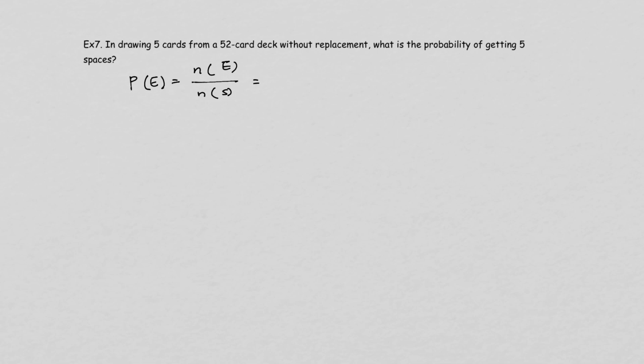This one, order does not matter, getting 5 spades, right? So we can use combinations. Out of 13, picking 5, because each shape you have 13 cards, right? Out of 13 spades, picking 5, over out of 52, picking 5.